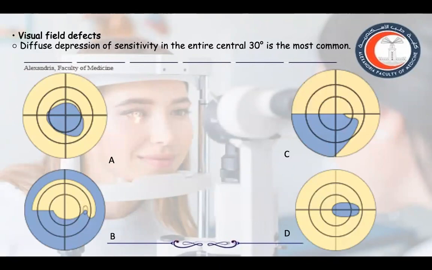Visual field defects: diffuse depression of sensitivity in the entire central 30 degrees is the most common type of visual field defect we encounter in demyelinating optic neuritis. However, in some cases, we might encounter altitudinal visual field defect, nerve fiber layer visual field defect, or centrocecal or paracentral visual field defect. But this is the most common visual field defect we encounter in demyelinating optic neuritis, the generalized depression of the central 30 degrees of our visual field.